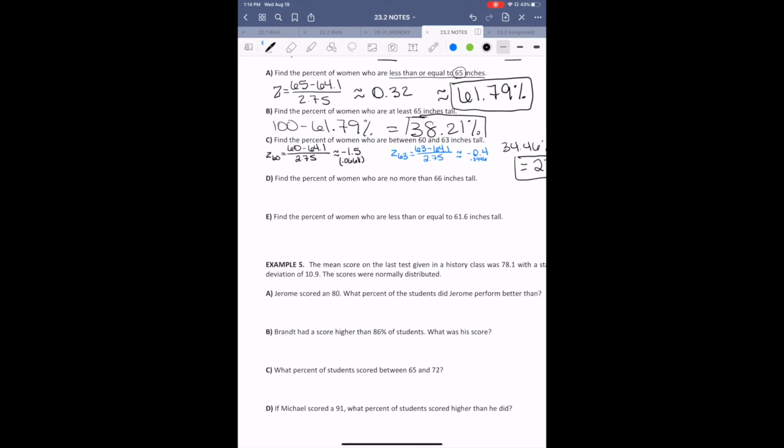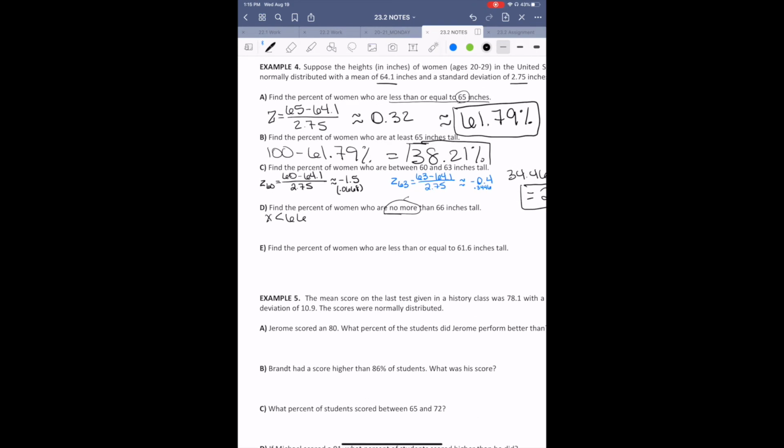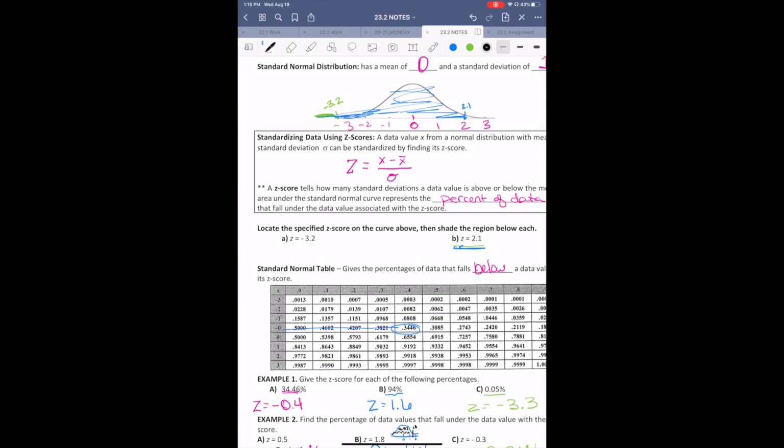Now D, find the percent of women who are no more. Clue, no more, that means we're looking for less than, right? So our data has to be less than 66 inches. Again, 66 does not fall into that category of 64.1 plus 2.75, so we have to find the Z-score. Z-score of 66 is 66 minus 64.1 divided by 2.75. Enter that into your calculator and round to the tenths, and you get 0.7.